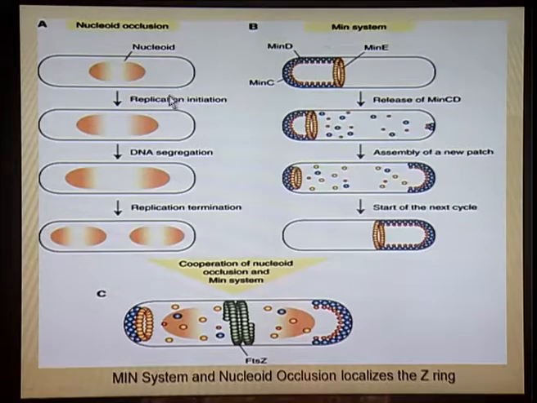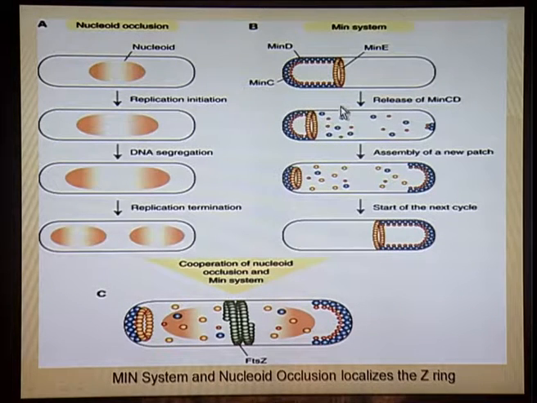Now, initially MinD bound to ATP will form polymers at the inner face of the cytoplasmic membrane. Only when MinD is bound to ATP can they polymerize in this fashion. And once the MinD is polymerized, MinC, another protein, can come and bind to this MinD, giving rise to a complex called the MinCD complex.